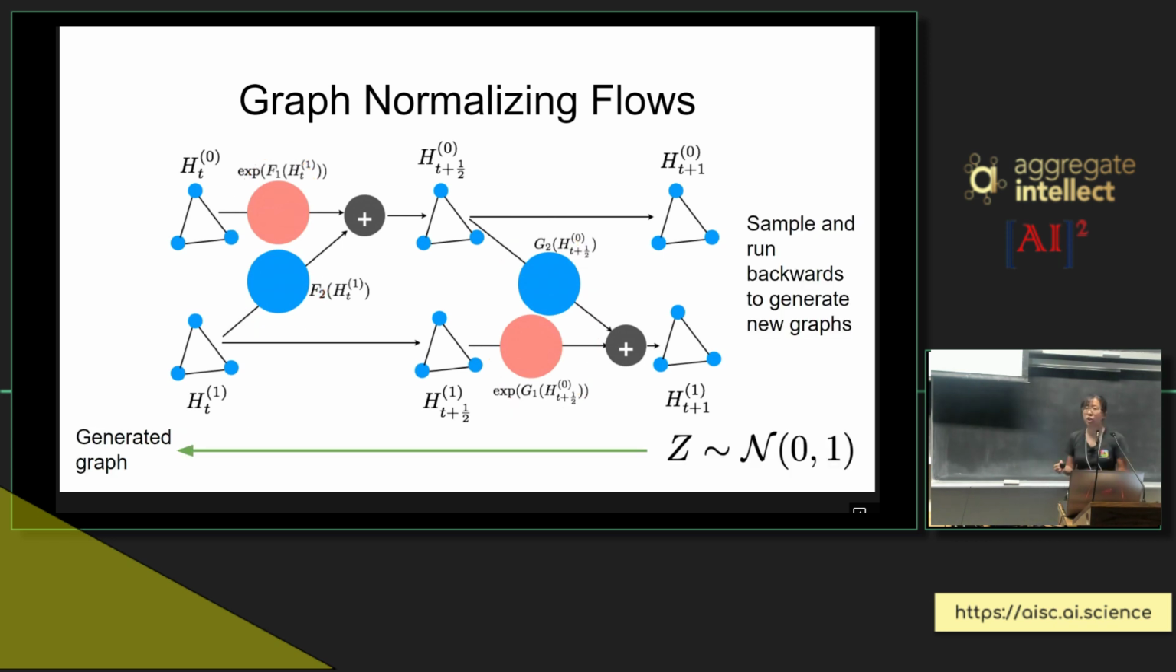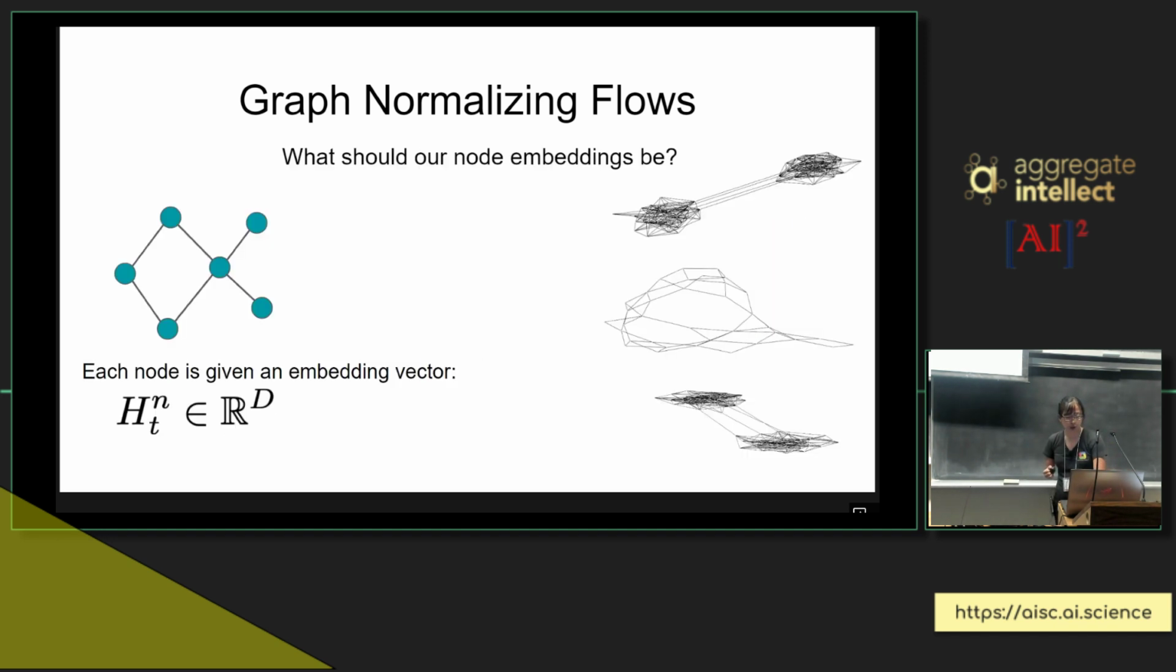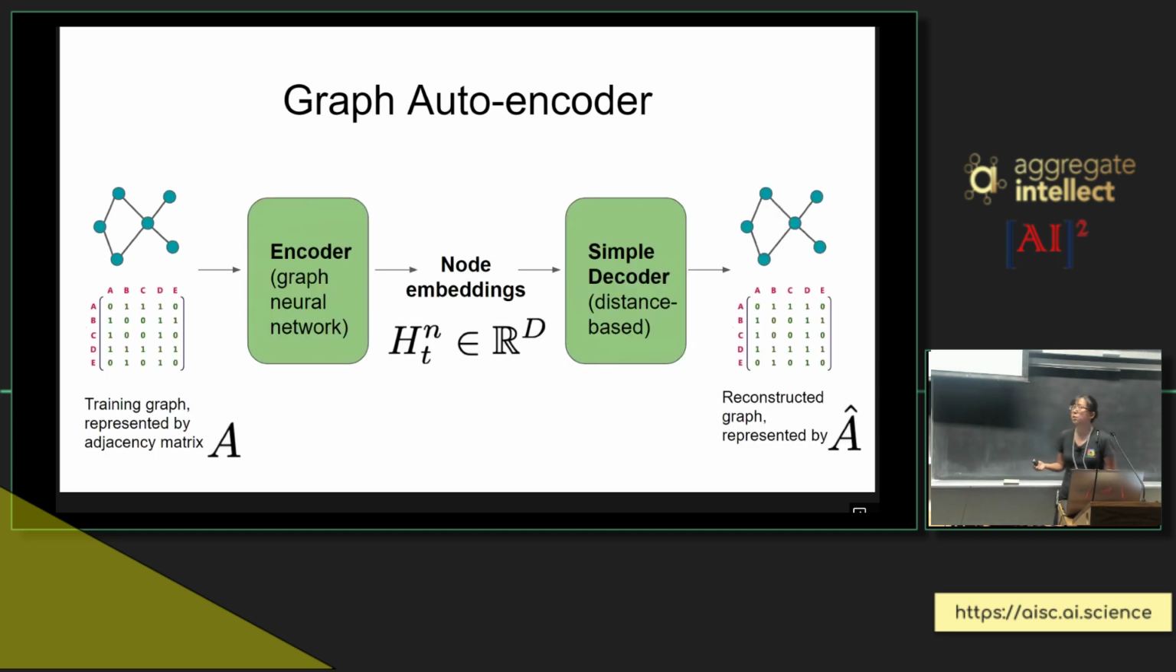Now if we want to generate a graph, we basically can sample a set of Gaussian vectors from the right and flow this whole thing backwards to get a set of node embeddings that hopefully represents something that looks like a graph when we're done running a distance function over it. The last thing that I haven't told you is how we actually get these node embeddings, because as I said earlier, for these data sets, we're just given adjacency matrices. The way that we're going to do that is to use a graph autoencoder.